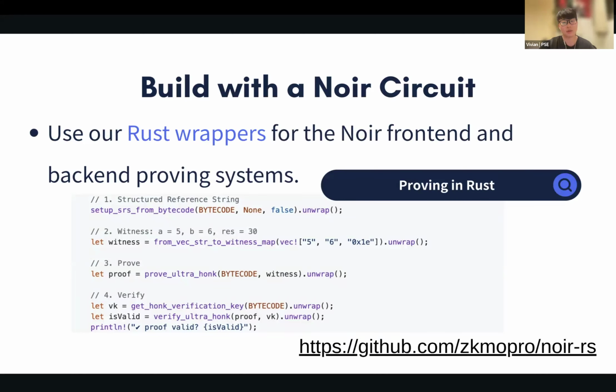So how do you build with a Noir circuit? Like I mentioned before, we provide Rust wrappers for Noir front-end and back-end proving systems. So you can just write Rust code to generate, for example, a witness and proof in Rust. Our repo is under zkmopro/noir-rs.